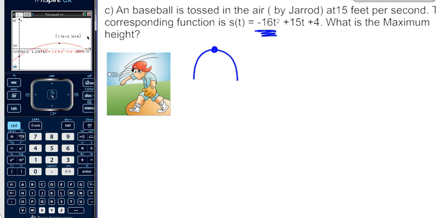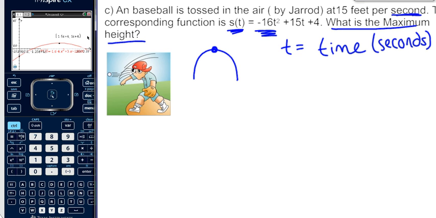So if we want to find the x value of the vertex, let's think about what that's going to give us. T, the variable t, represents time in this function. And the idea that it's 15 feet per second, we know that that time is in seconds. Okay, if we want to know the maximum height, well, that's S of t. S of t stands for the height. So we want to know the maximum value of this function. Again, we're looking for the y value. So in this vertex, it's the y value that we're trying to find.